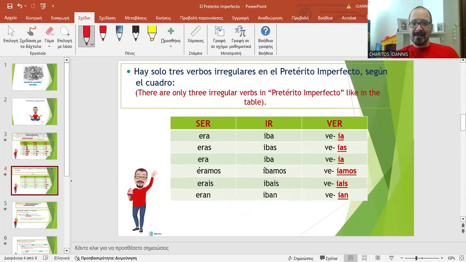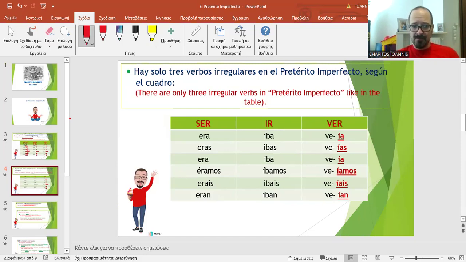Hay solo tres verbos irregulares en el pretérito imperfecto según el cuadro. There are only three irregular verbs in pretérito imperfecto, like in the table. Of course, el verbo ser, era, eras, era, éramos, pero paroxítono, entonces lleva tilde, ¿eh? Erais, eran, el verbo ir, ¿eh? Por supuesto. Iba, ibas, iba, íbamos, ibais, iban. Y finalmente, and finally, the verb ver. Veía, veías, veía, veíamos, veíais, veían.